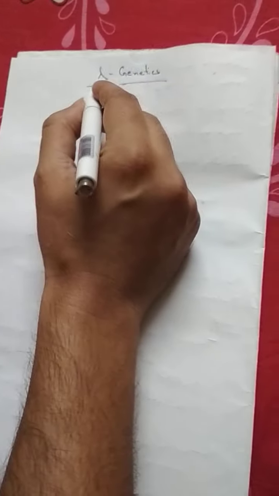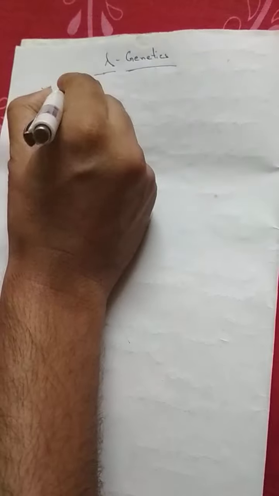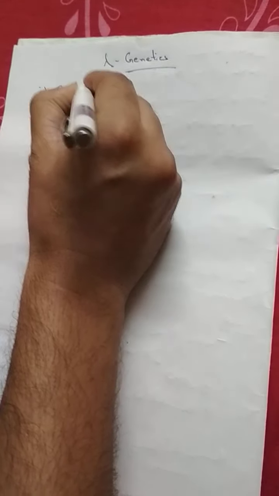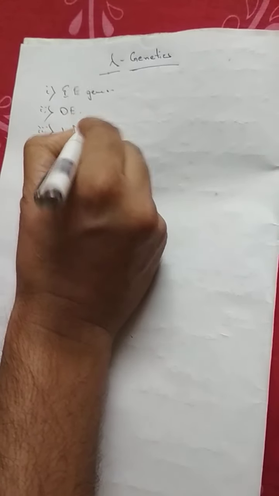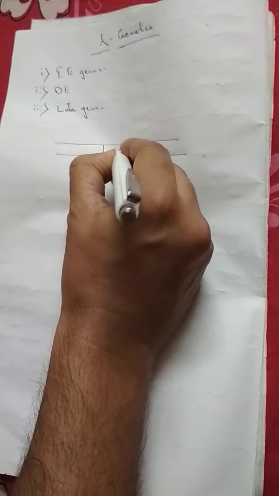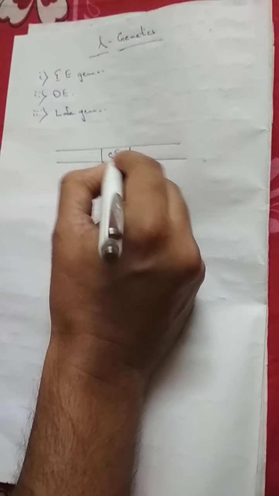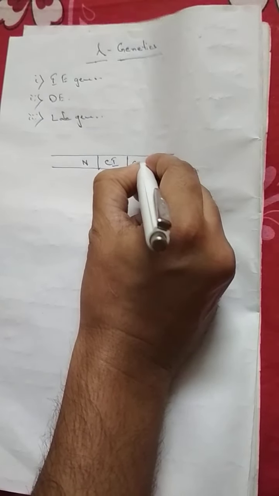As we look into lambda genetics, we have to learn about three sets of genes. First is the immediate early genes. Second is the delayed early genes. And the third is the late genes. This is a small structure of the lambda genome, where there is a gene called C1 located in the middle, and there is an N and a CRO gene.